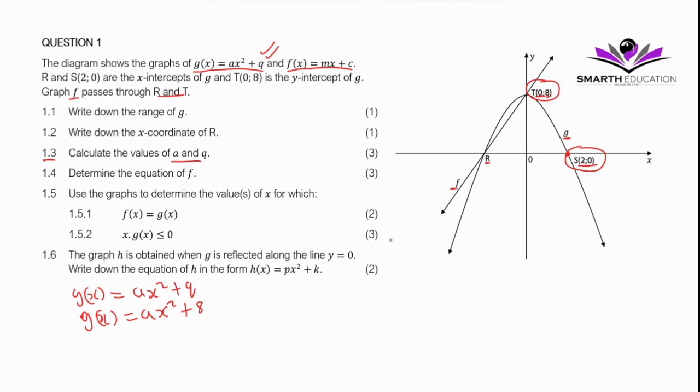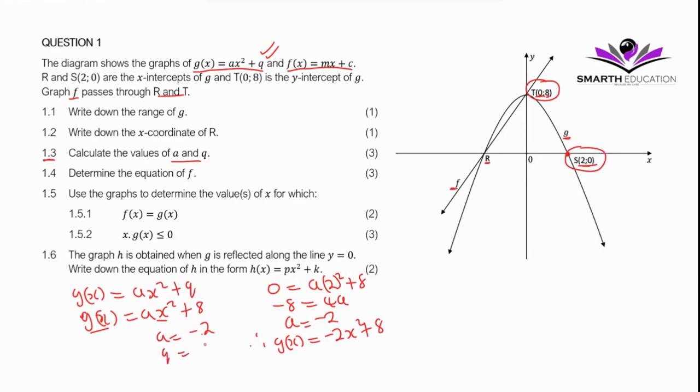So where there is g of x, we put 0. Where there is x, we put 2. So it becomes 0 is equal to a times 2 squared plus 8. Okay, and then it becomes negative 8 is equal to 4a, and then a is equal to negative 2. Therefore, g of x is equal to negative 2x squared plus 8. We have to find the values of a and q. So a is negative 2, then q is positive 8.